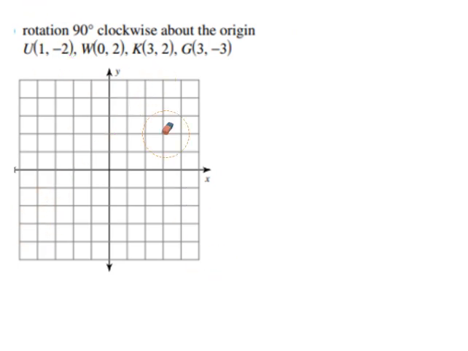So because we're going 90 degrees clockwise, just by looking at these points, here's what I know. Here's the nice part. I know that these are going to automatically switch. So that's going to be 2, 1. I know W prime is going to be 2, 0. I know K is going to be 2, 3. And then I know G, the new G, is going to be 3, 3.